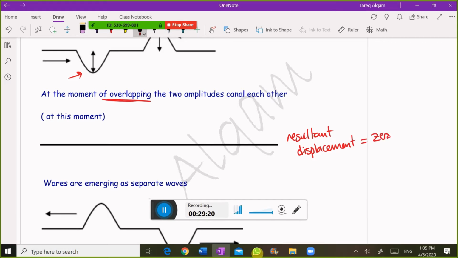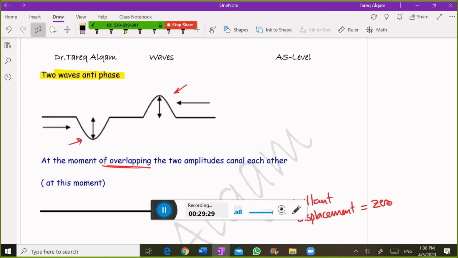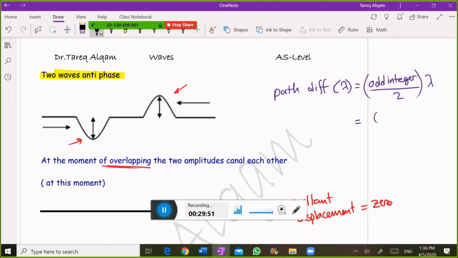Right, the resultant displacement is zero. To have destructive interference, guys, the path difference in terms of lambda should be an odd integer over 2, or they write this like n plus half lambda.